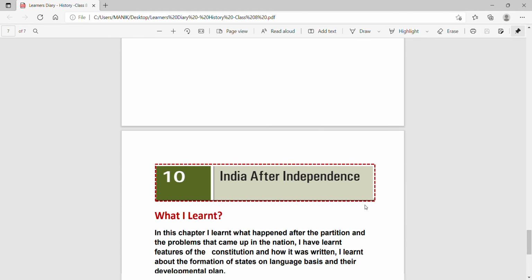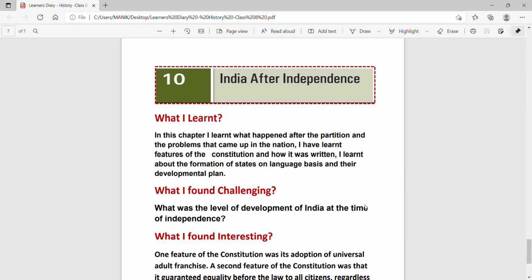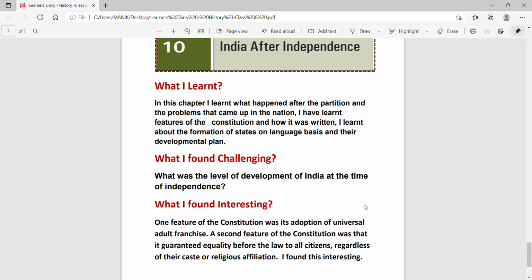For the next and the last one, India After Independence. So what I learned in this chapter: I have learned what happened after the partition and the problems that came up in the nation. I have learned the features of the Constitution and how it was written.